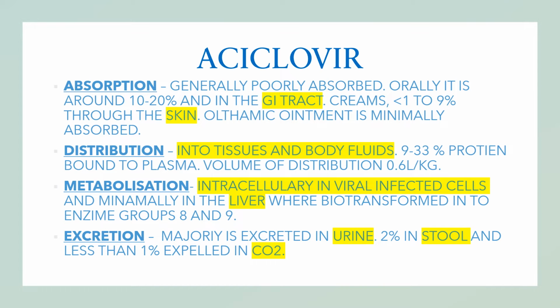So the first drug we have here is aciclovir. The absorption of it is generally poor. Orally, it's around 10 to 20%, and in the GI tract, for the creams, it's less than 1% to 9% through the skin. Ophthalmic ointment is minimally absorbed. The distribution is into the tissues and the body fluids. It's 9 to 33% protein bound to plasma, and the volume of distribution is roughly 0.6 litres per kilogram.